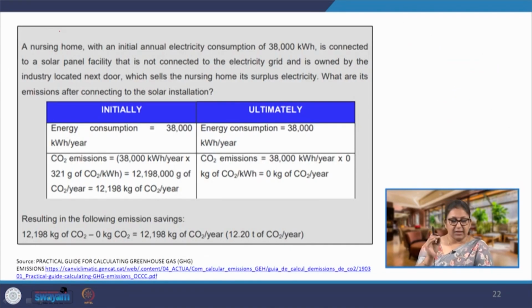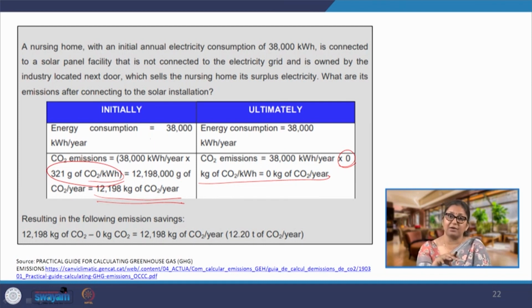We can look at some examples quickly. For example, there is a nursing home which is now connected to a solar panel facility that is not connected to an electricity grid, but is owned by an industry, and the industry is giving them the surplus energy. Earlier, the energy consumption was due to electricity from the grid, and depending upon the emission factor, we would get some carbon dioxide. Now this emission factor has turned to 0, because all this energy is being supplied from a renewable source, that is solar. So, that is how the reporting of each specific activity will happen within a project.